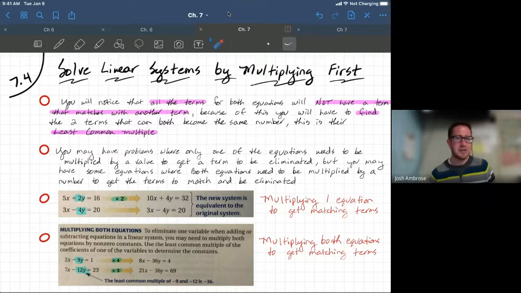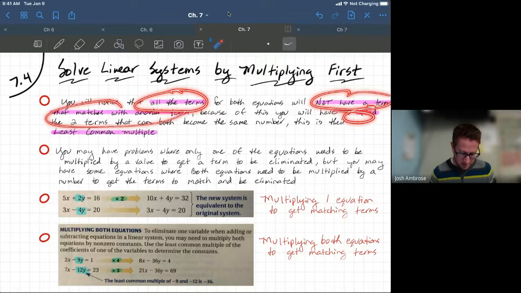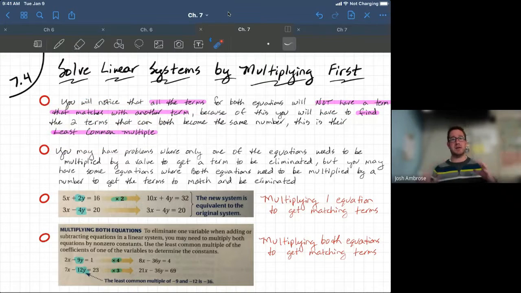All right, let's jump into it. We are in chapter 7, section 4. We are solving linear systems as we have been, but this time we're going to be multiplying first before we can use elimination. So, solving linear systems, multiply first. I've tried to highlight some of the important phrasing and the definitions, so pay close attention. You should read the whole thing, but these highlighted parts are going to be important as we get into it today.